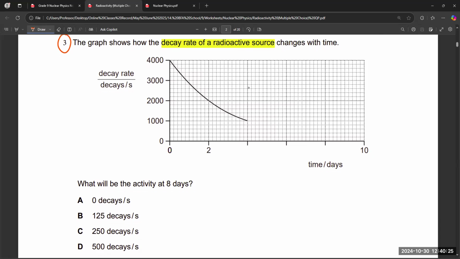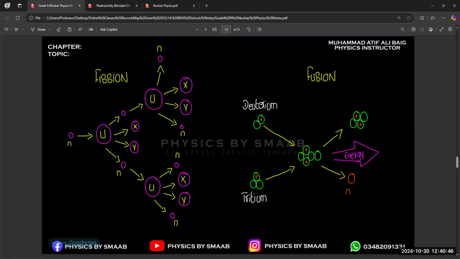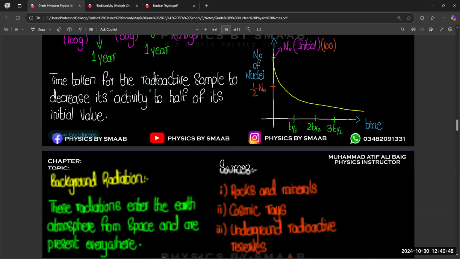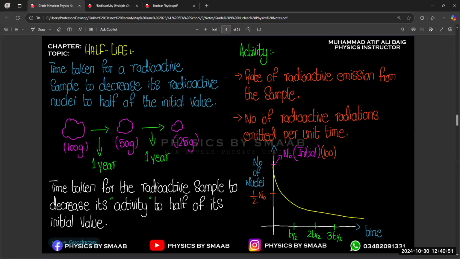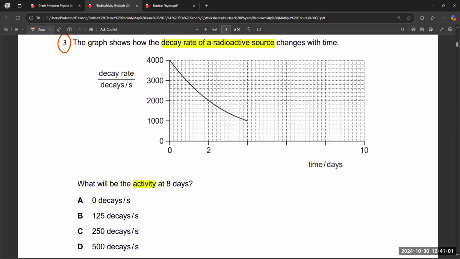The question is, what will be the activity? Activity tells you about the number of emissions per unit time, the same definition. In short, they are asking about the half-life after 8 days. In notes, you can find the word activity. Activity is the rate of radioactive emission from the sample, or the number of radioactive radiations emitted per unit time. So it is the same thing.